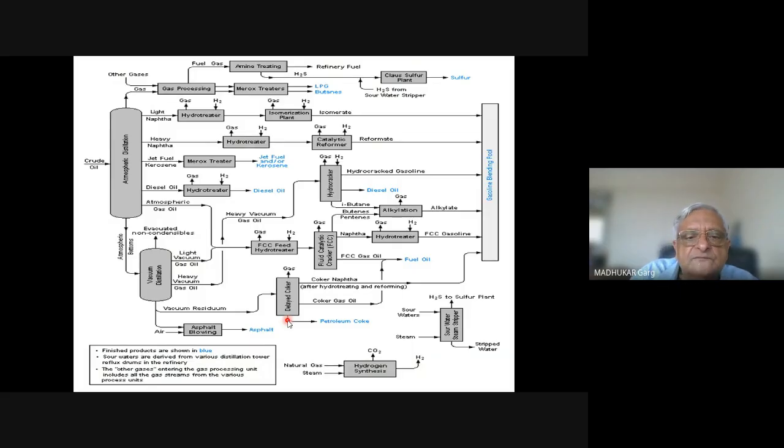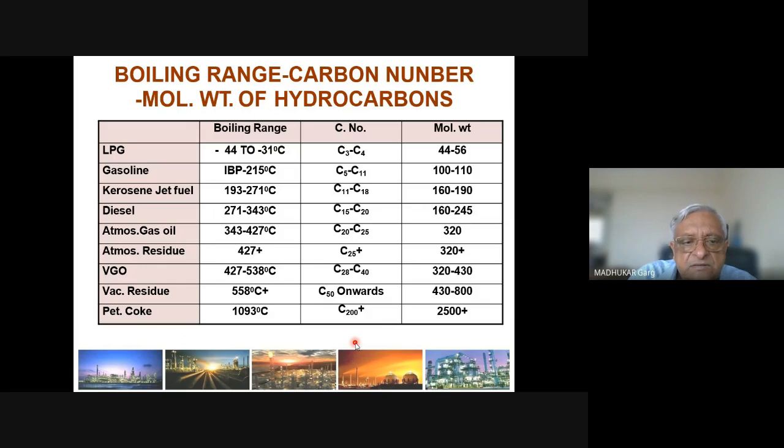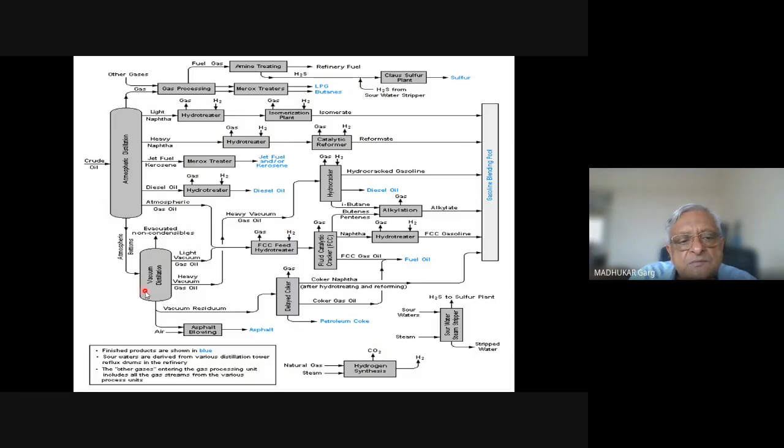This is the typical flow sheet of a refinery. Not all refineries have this kind of configuration, and I'm not going to discuss this in detail because by the time we end this course, you will know this particular flow sheet by heart. So we are not going to talk much about this flow sheet. I only wanted to tell you that these products that we distill out are distilled out in a combination of atmospheric and vacuum distillation towers.